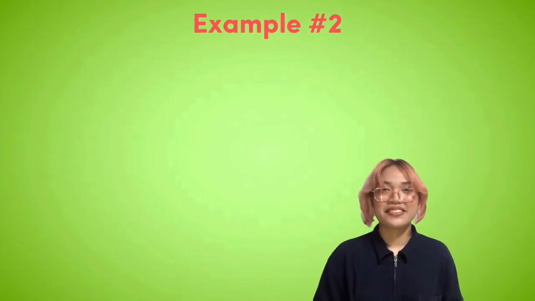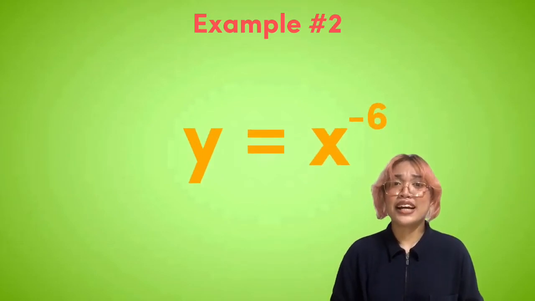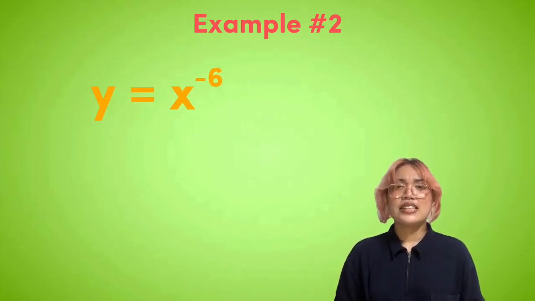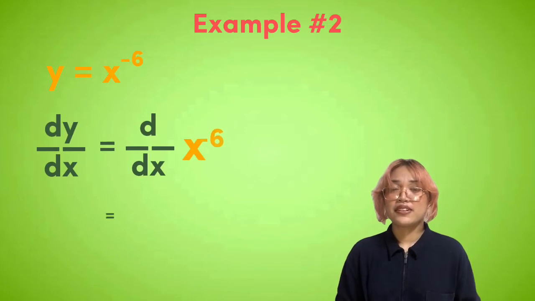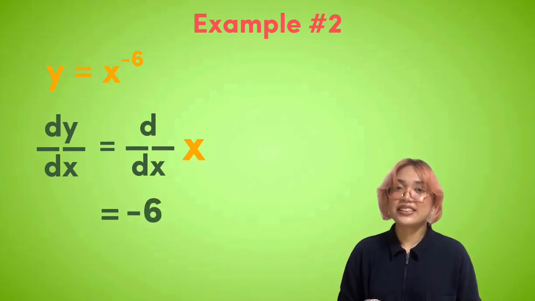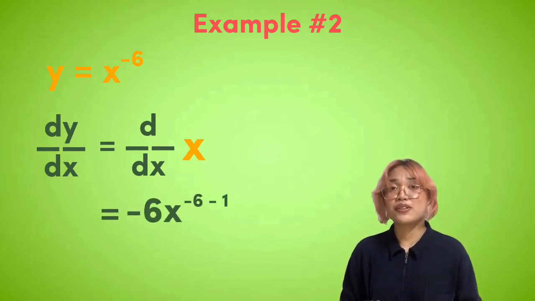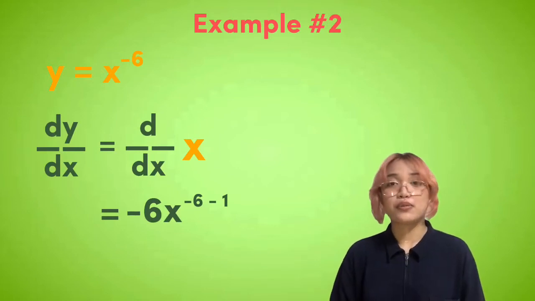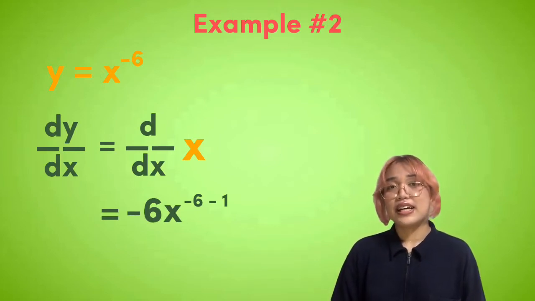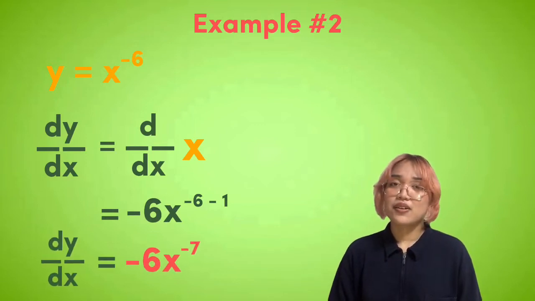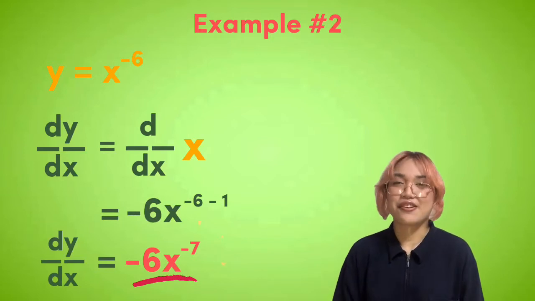Next example, x raised to negative 6. Same goes with the first example. Let's bring down negative 6 times x raised to negative 6 minus 1. Simplifying it, we have negative 6x raised to negative 7. Now that is our final answer.